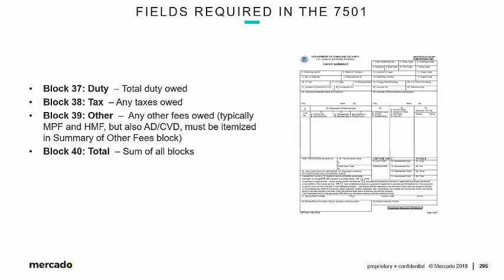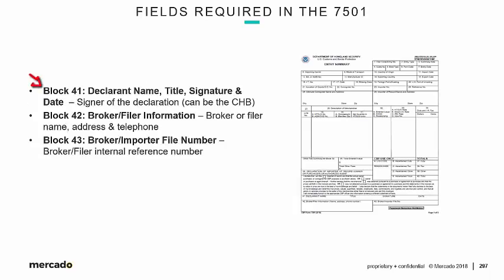But any other fees, typically merchandise processing fee, harbor maintenance fee, but also any other anti-dumping and countervailing duties. And they all have to be itemized in what is called the summary of other fees block. And then block 40 is the total, the sum of all the blocks, the total amount of money owed to the U.S. government. Block 41, the declarant's name, title, signature, and date.